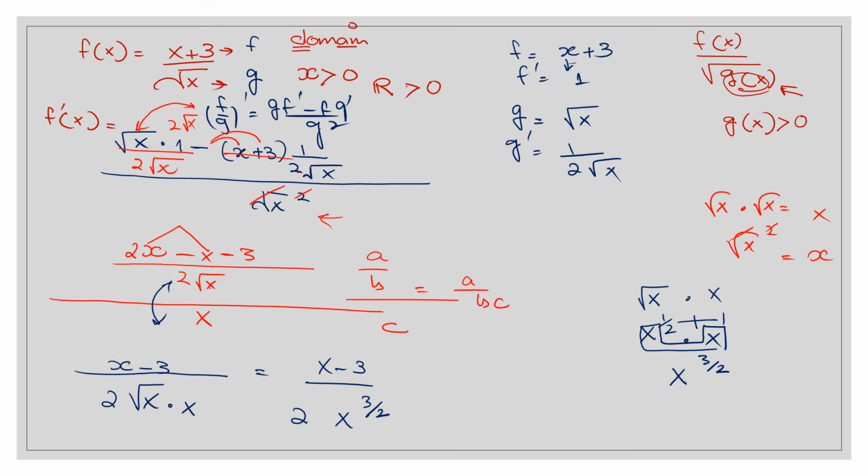Why are we doing this? Because by doing this, taking the second derivative will become easy. So x minus 3 over 2 x to the power 3 over 2 is our first derivative. Copy it down on the second slide and continue to solve for the second derivative. So x minus 3 over 2 x to the power 3 by 2 is my first derivative.